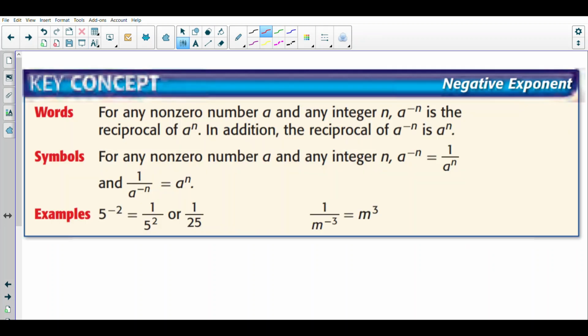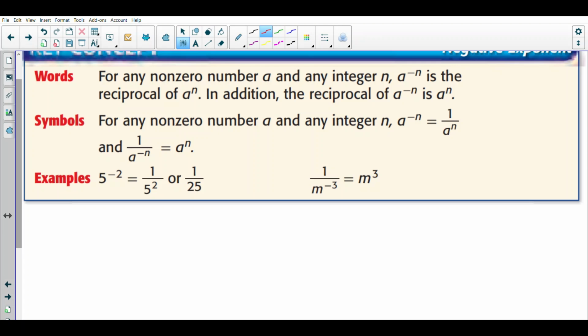The next one, the negative exponent property. So if you have a negative exponent, it flips what it's attached to. For any non-zero number a and any integer n, a to the negative n becomes 1 over a to the n. Okay? So if you have 5 to the negative 2, that becomes 1 over 5 squared, or 1 over 25. And if you have a negative on the bottom, it flips to the top.